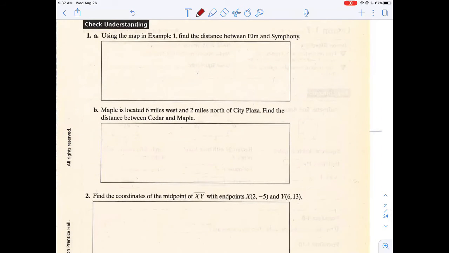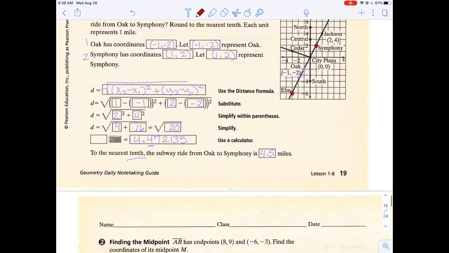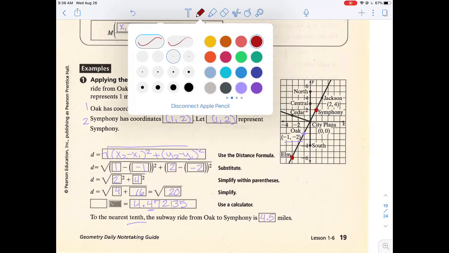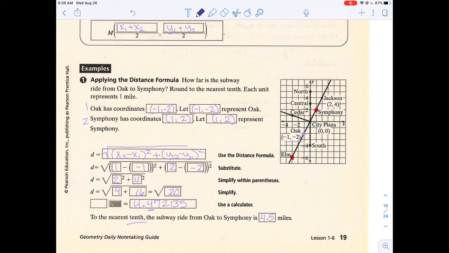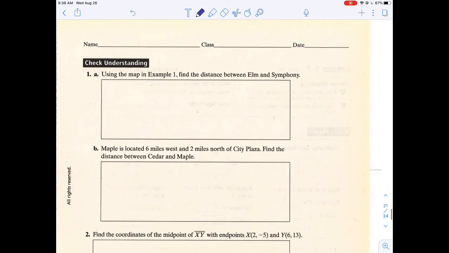Then part B says Maple is located 6 miles west and 2 miles north of City Plaza. Okay, so start at City Plaza. We're going to go 6 miles. Okay, City Plaza is at 0, 0. 6 miles west would be backward 6 and north 2. So it's not actually on the graph over here. So this would be at negative 6, 2 for Maple.